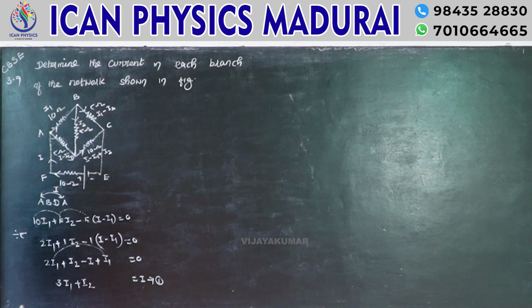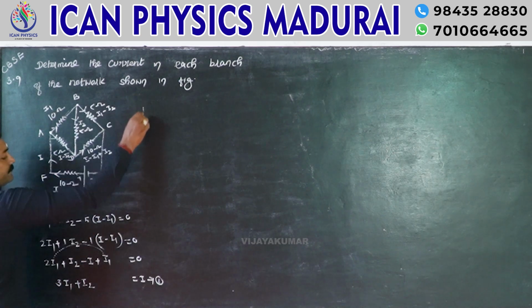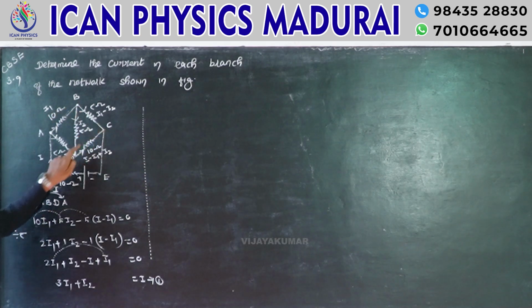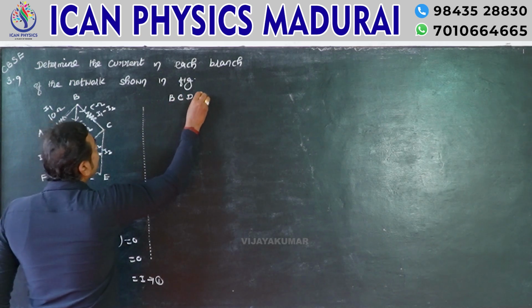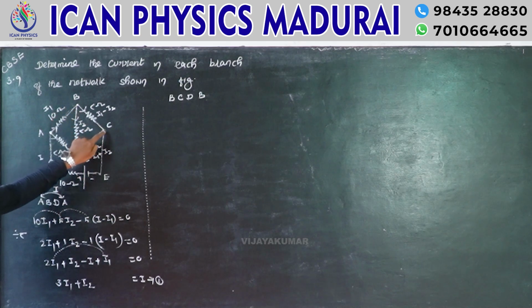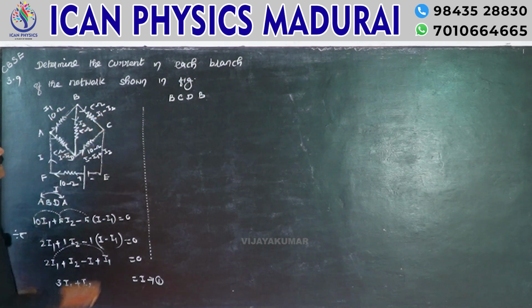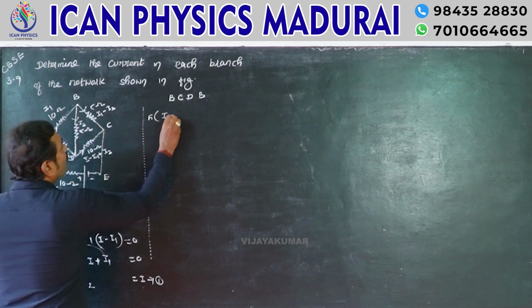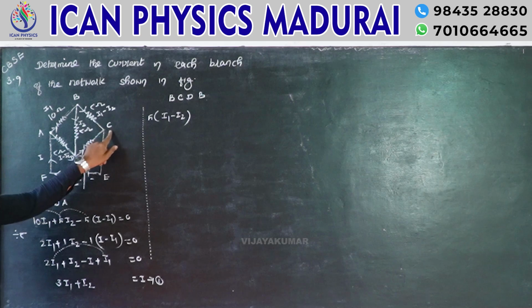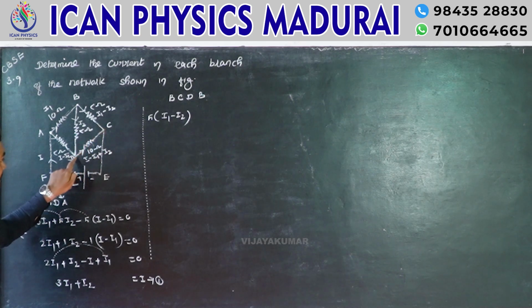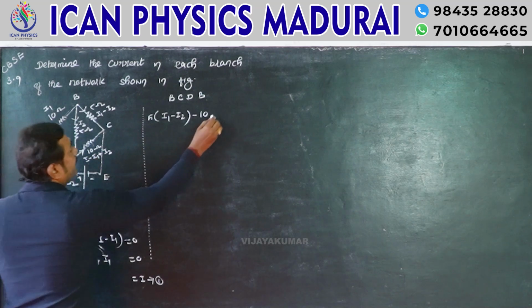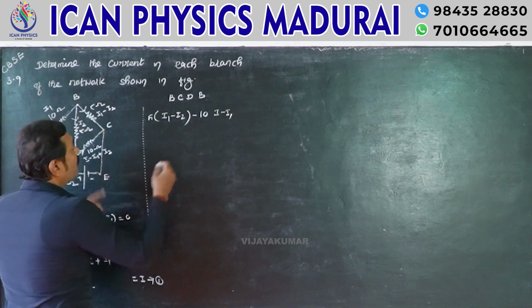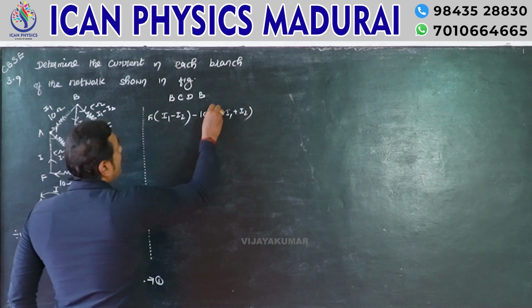Okay. Do you get it now? Do you have any doubts? No doubts. Okay. Now, B, C, D, B. Okay. So, in the closed circuit, B, C, D, B. Okay. So, B to C. 5 into I1 minus I2. C to D. Now, I am moving from C to D, but the direction of current is from D to C. So, it's minus 10 into I minus I1 plus I2.